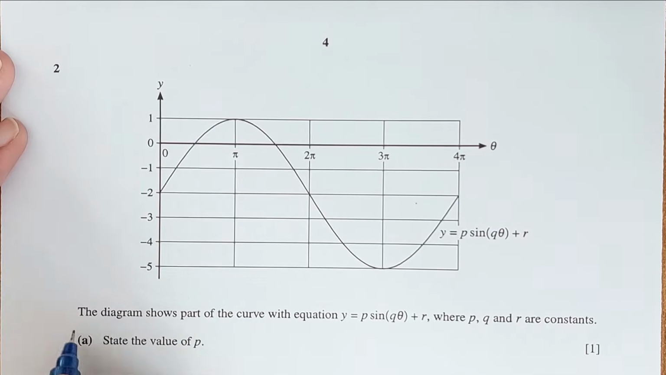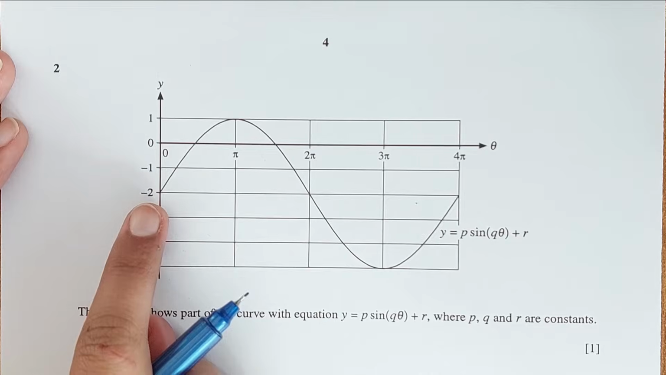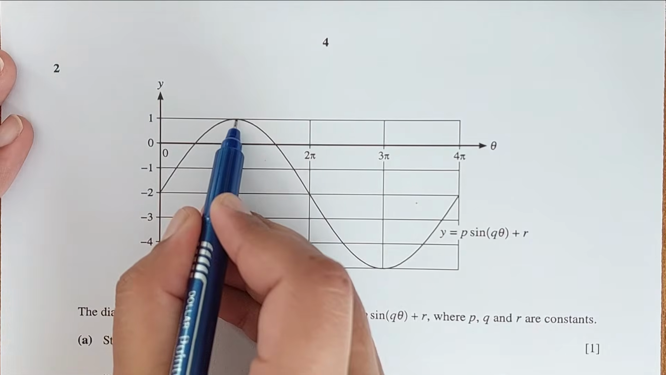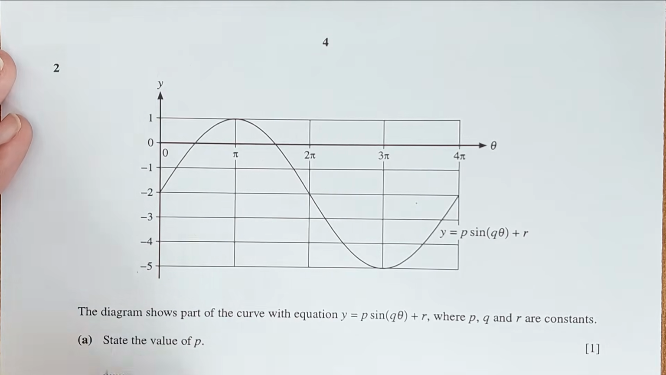Question number 2. The diagram shows part of the curve with the equation y equals p sin(q theta) plus r, where p, q and r are constants. Part A, state the value of p. So what is p over here? P is the amplitude basically, right? So we have to find the amplitude by using the formula maximum minus minimum divided by 2. The maximum point of the curve is 1 and the minimum point of the curve is minus 5.